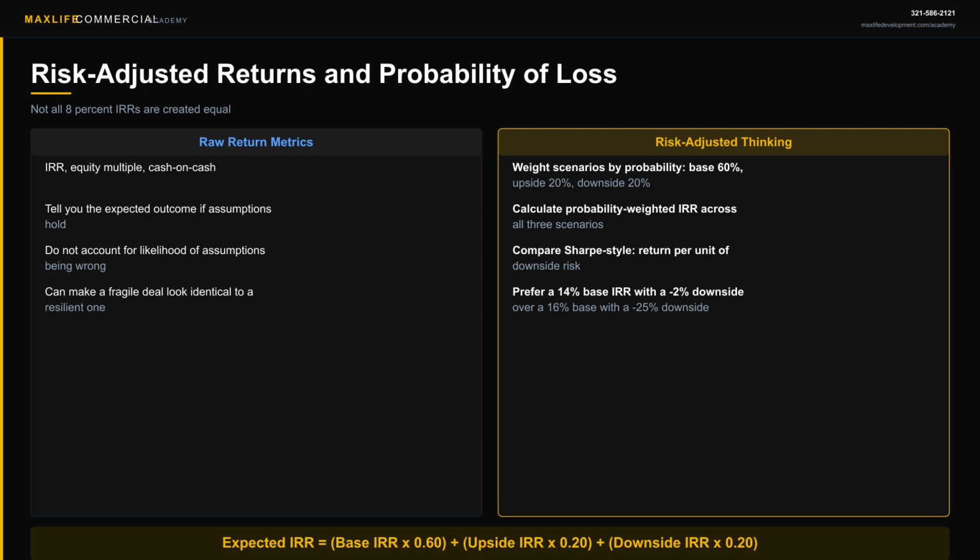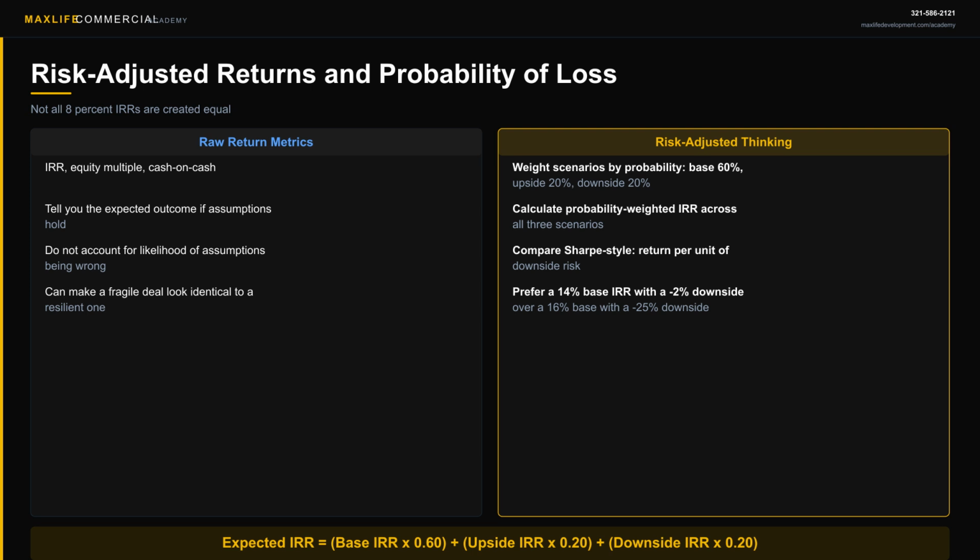Now compare two deals. Deal A has a base IRR of 14%, an upside of 19%, and a downside of positive 4%. Deal B has a base IRR of 16%, an upside of 22%, and a downside of negative 18%. Deal A's probability-weighted IRR might be around 13.4%. Deal B's comes out to about 13.6%.